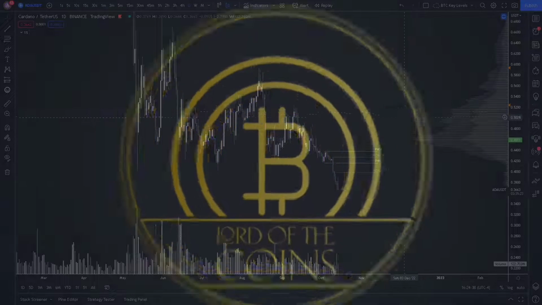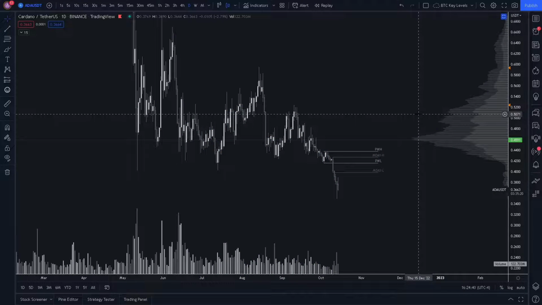Today we're going to be going over a technical analysis of ADA or Cardano.